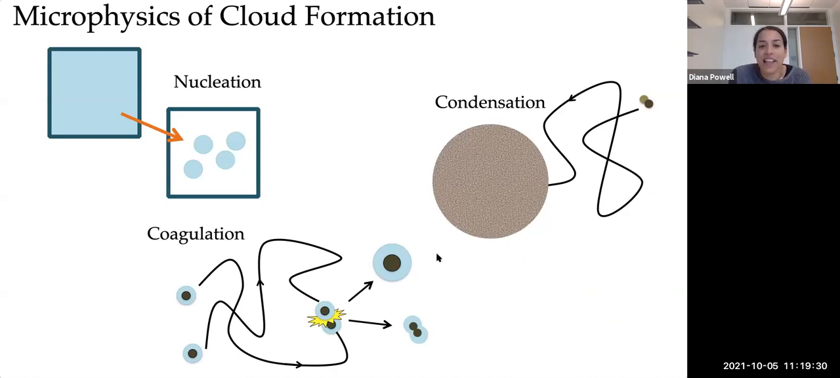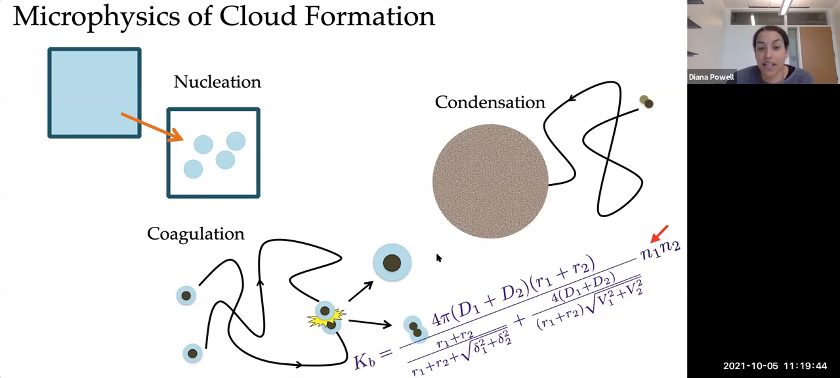And finally, clouds can also grow via coagulation, where two cloud particles collide, forming either a larger spherical particle or an aggregate. And this process is often limited in our simulations by the particle number density.